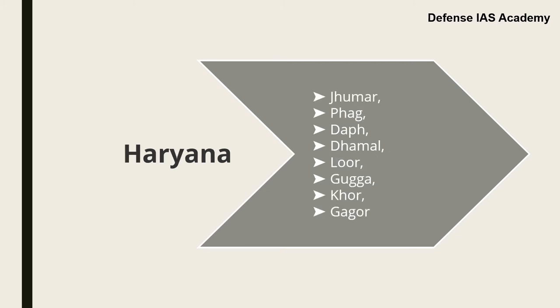Next we'll see the art forms of Haryana. In Haryana you have Jhumar, Phang, Daaf, Damal, Lur, Gugga, Khor and Gagor. If I have mispronounced something, I am sorry. Now let's see the art forms.